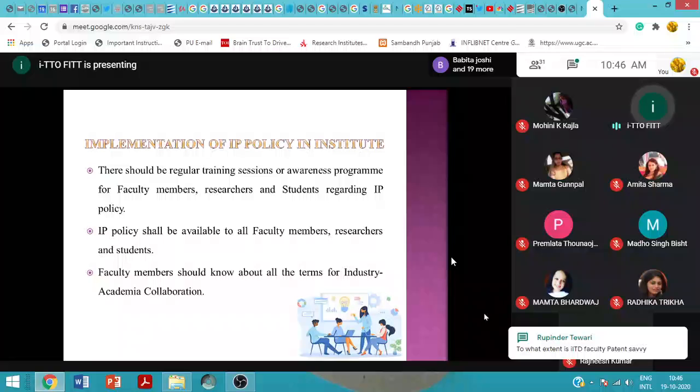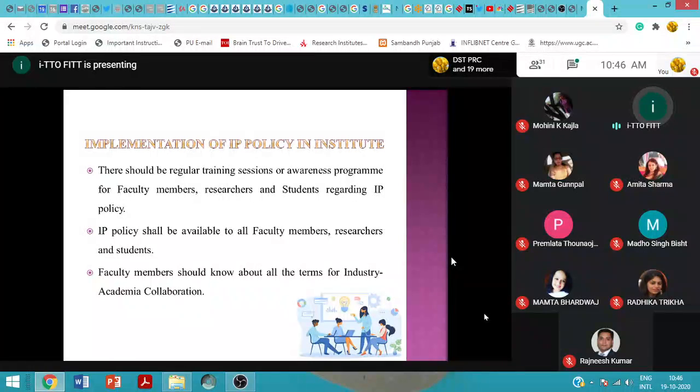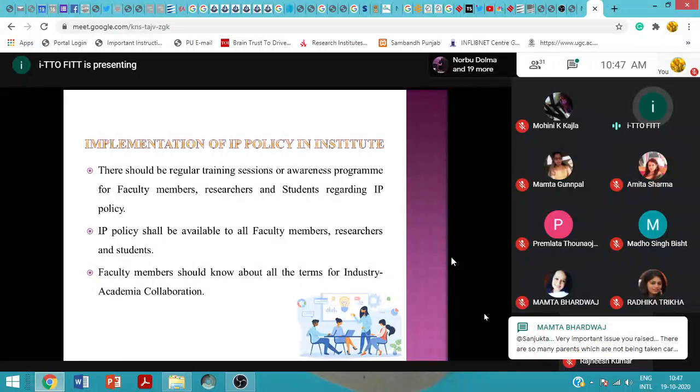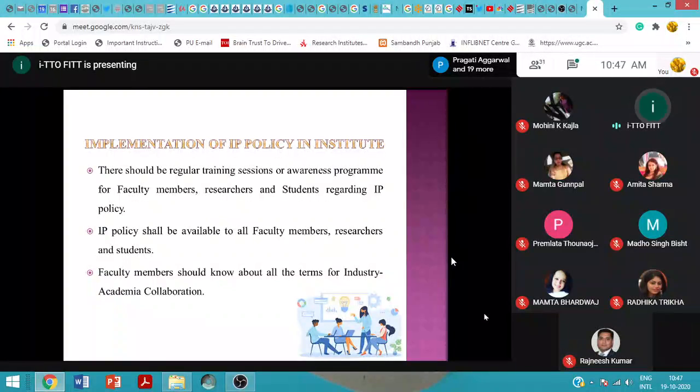Faculty members should know all the terms for industry academia collaboration, because, as I discussed in an earlier slide, if there is no IP policy, sometimes an academic institution can end up losing their IP as well. And if they are involved in any technology transfer deal, they take only an upfront payment, and sometimes it results in a royalty free license as well. So our faculty, students, researchers, or any visitor involved in research work in any academic institution should be aware of all the terms and conditions of any collaboration, so that they know what to discuss with industry, and they can make them understand, okay, this is according to our IP policy, and so in future there will be no issues regarding that.